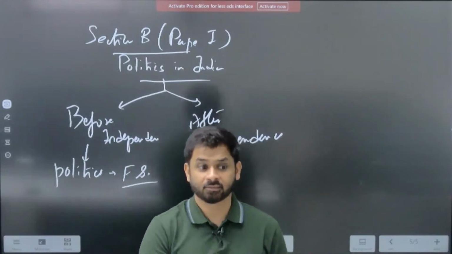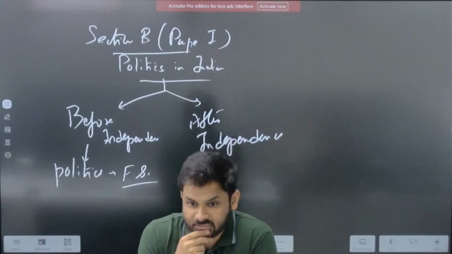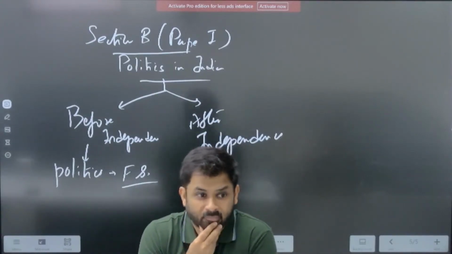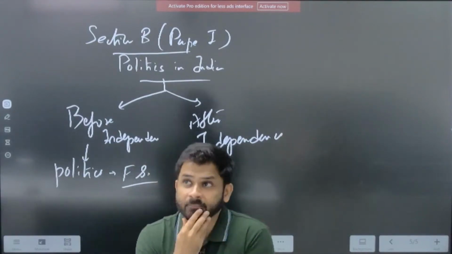There are different ideologies. Different leaders had different ideologies. There were Marxist leaders in India. Any name? Those who had the Marxist ideology, except for M.N. Roy.